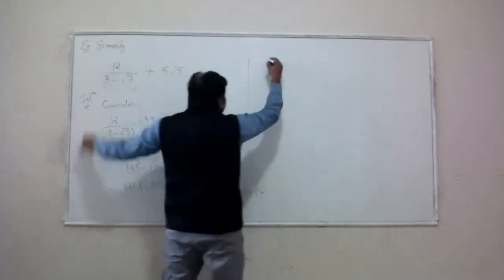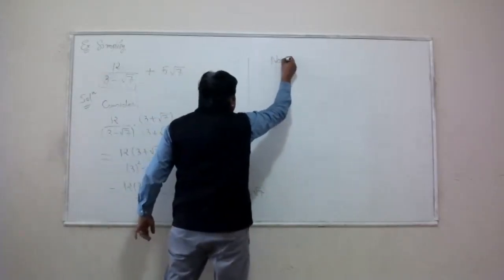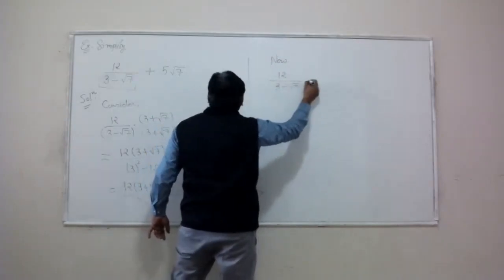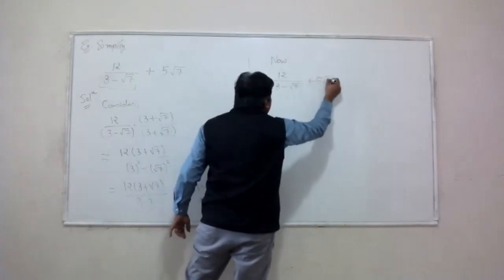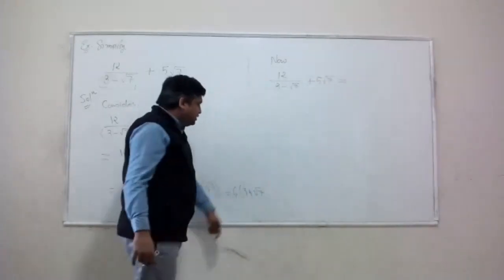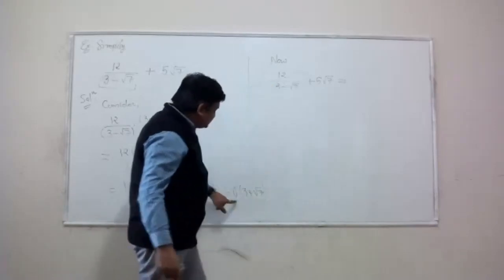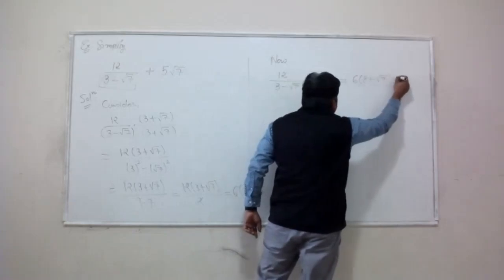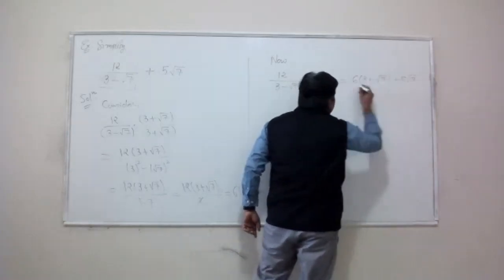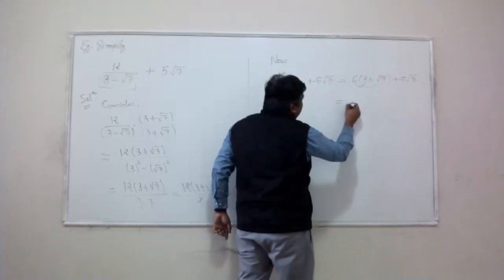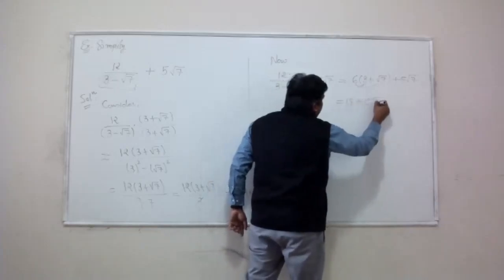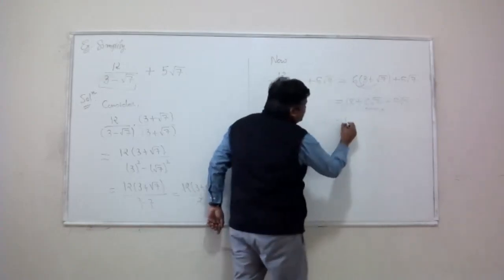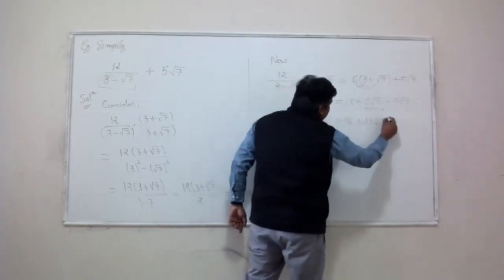If you want to simplify 12 over 3 minus square root 7 plus 5 square root 7, all you have to do is the following. Replace this by its rationalization. 6 times 3 plus root 7, plus 5 root 7. I'm gonna distribute that 6 over both terms. Look, I have two like terms here. 6 square root 7 plus 5 square root 7.